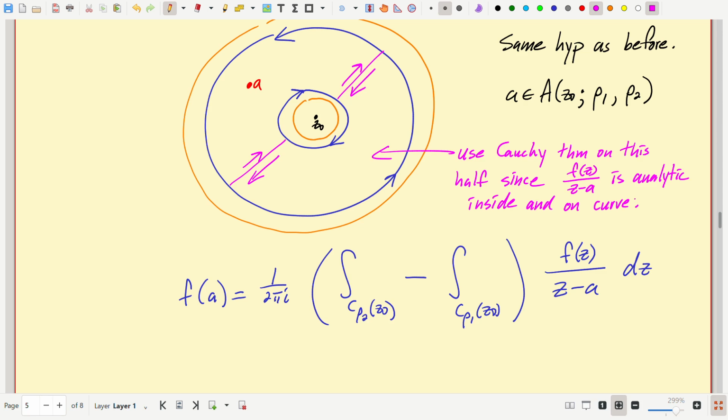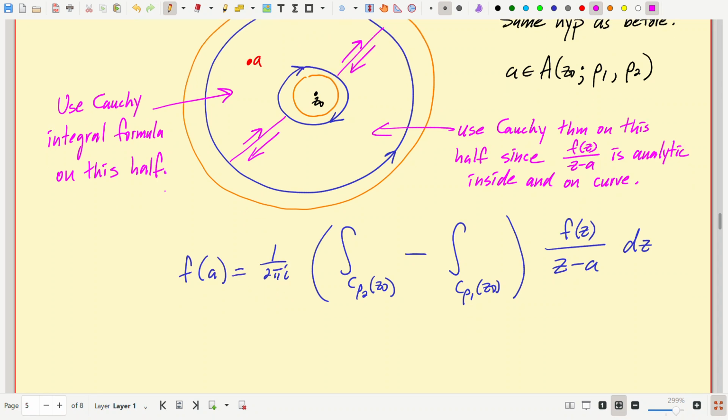And on this side, I've used the Cauchy integral formula, which we know for a simple closed curve on a simply connected domain. So we use the regular Cauchy integral formula on this half. And you add them up and you get the Cauchy integral formula. That's all there is to that.